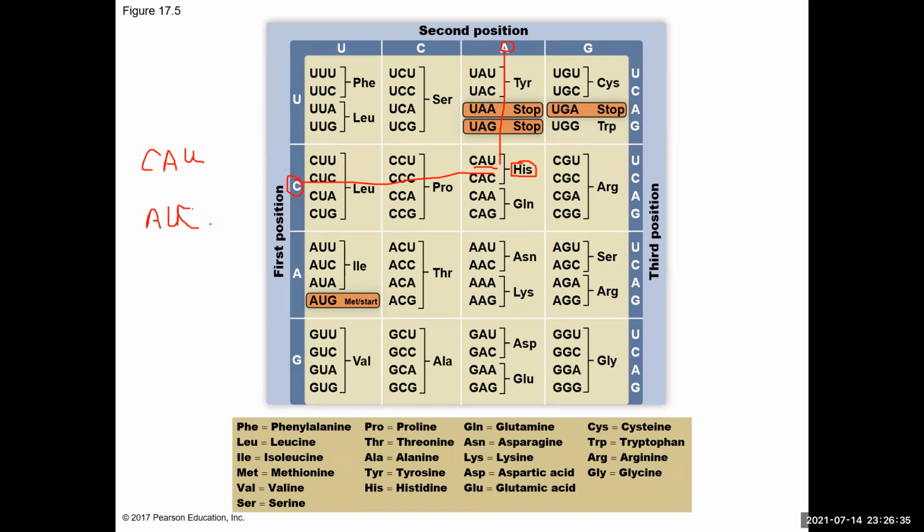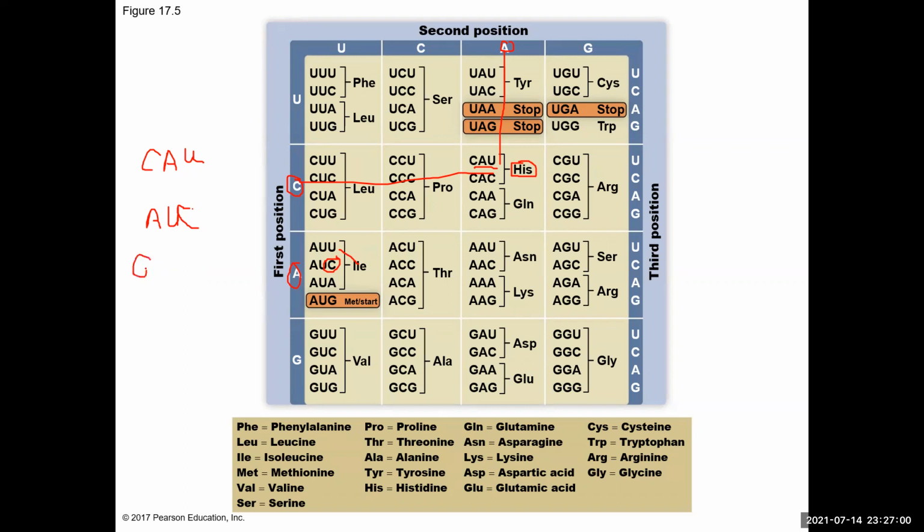Okay, so take a minute and find what this codes for. All right, so let's look and see what it codes for. So here's A. We'll go over to U, which is the first box, and then we'll go to C, which is isoleucine, right? So it codes for isoleucine.